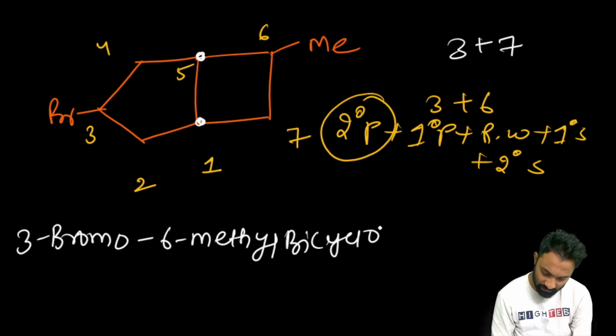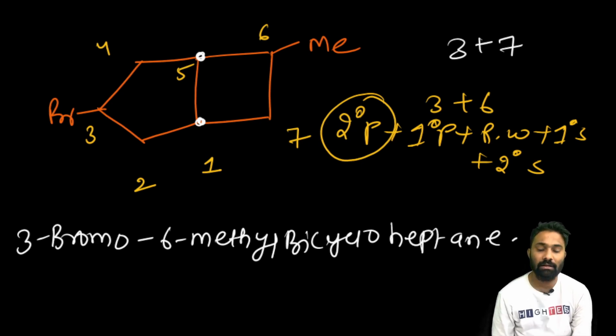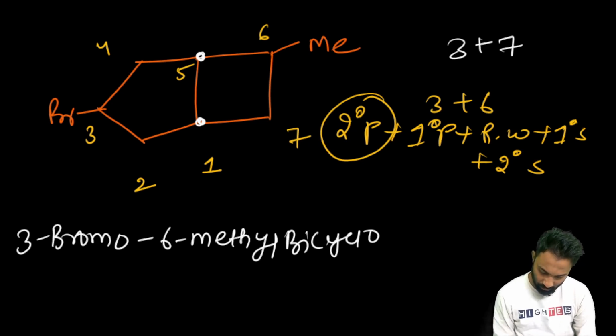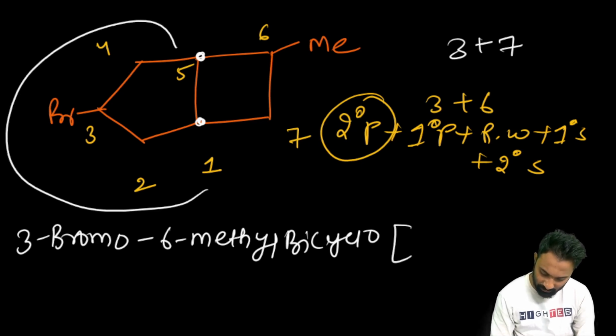How many carbons are we having? Total 7, right? Hept-ane. That's it. Clear? Now this is a compound. Now 3-bromo, 6-methyl, bicyclo. Now how many carbons are we having? This longest carbon path, how many?